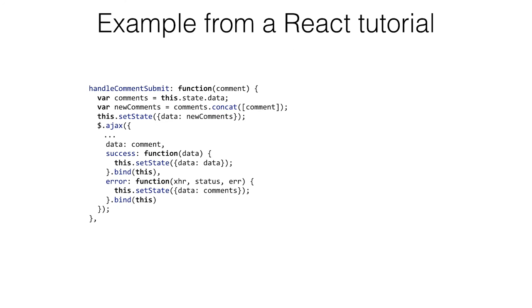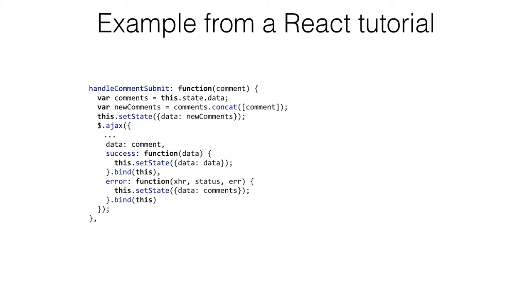What could possibly go wrong? There's lots of stuff. You end up with inconsistent state. You end up with flashes of content. We'll go through some examples. So an example, this was originally in the React tutorial, the main one, but they've since removed it.